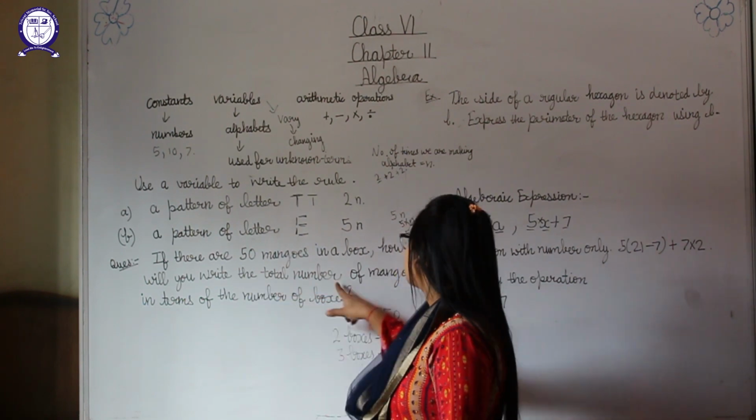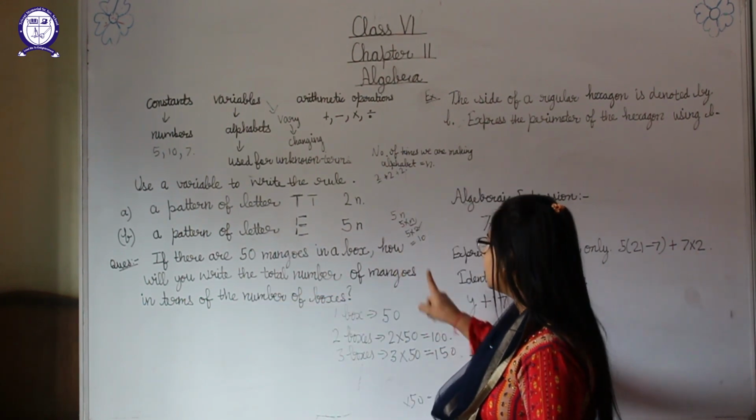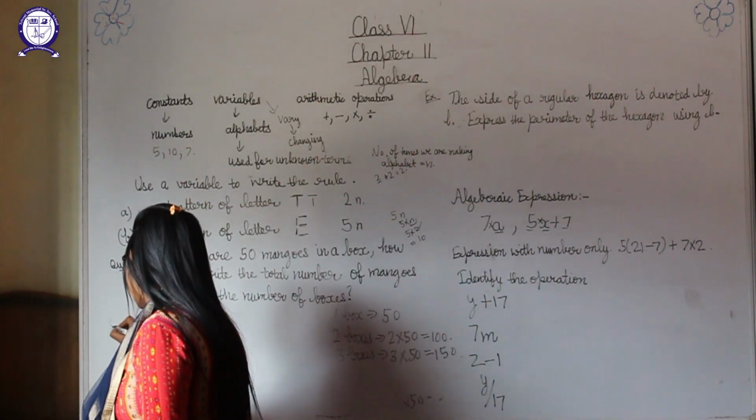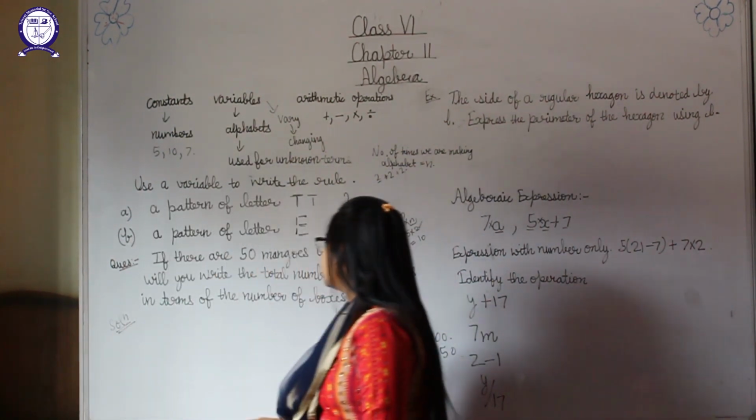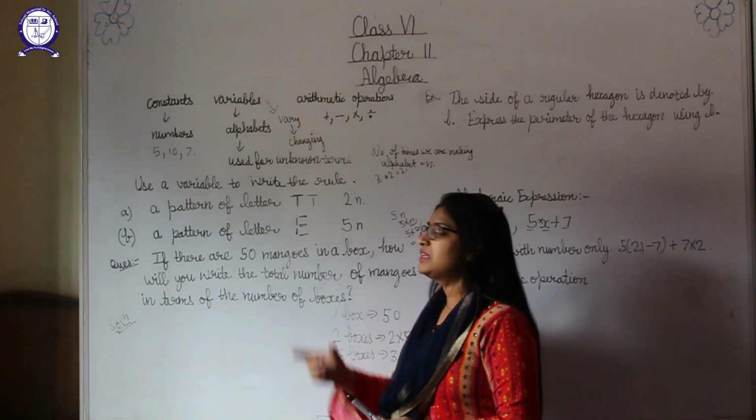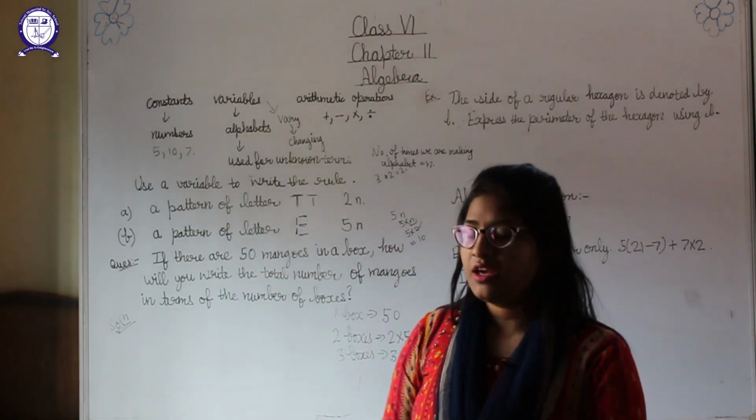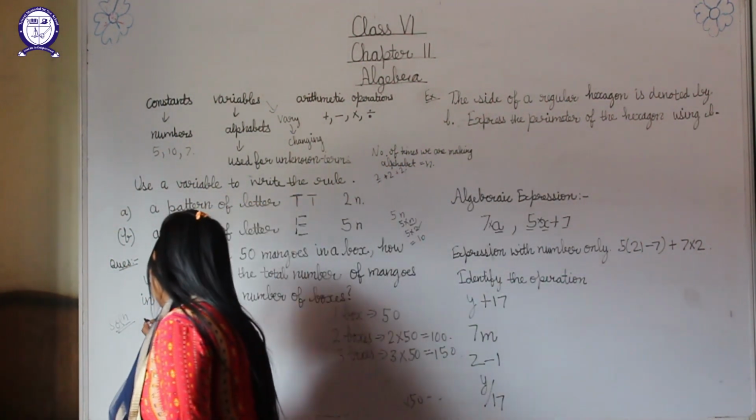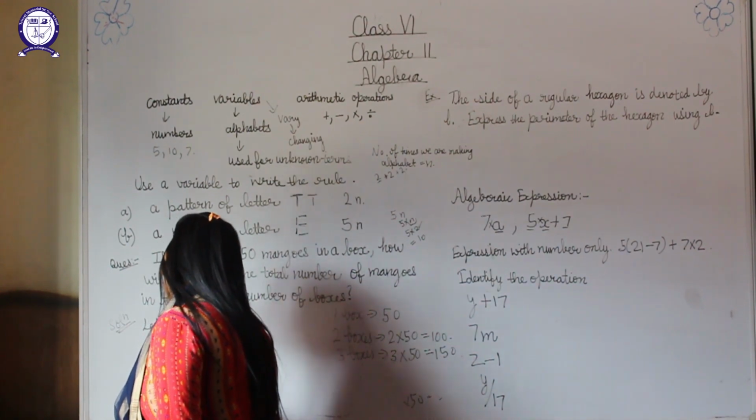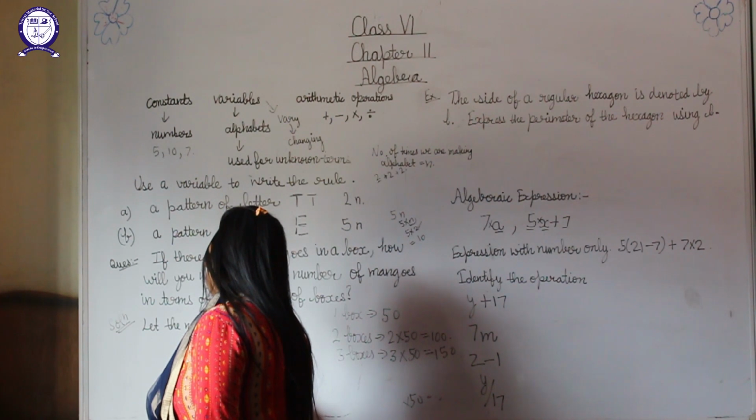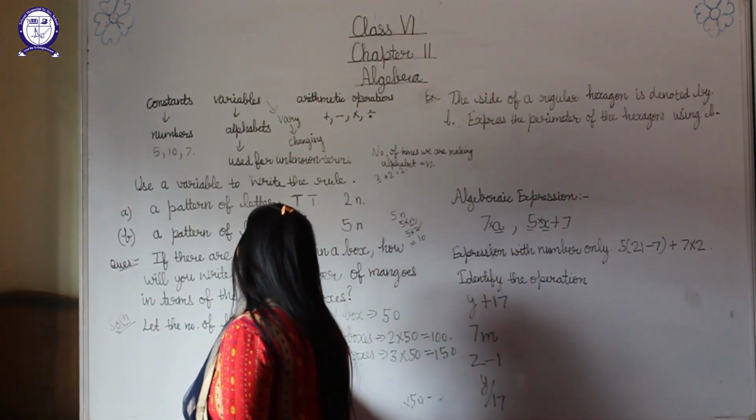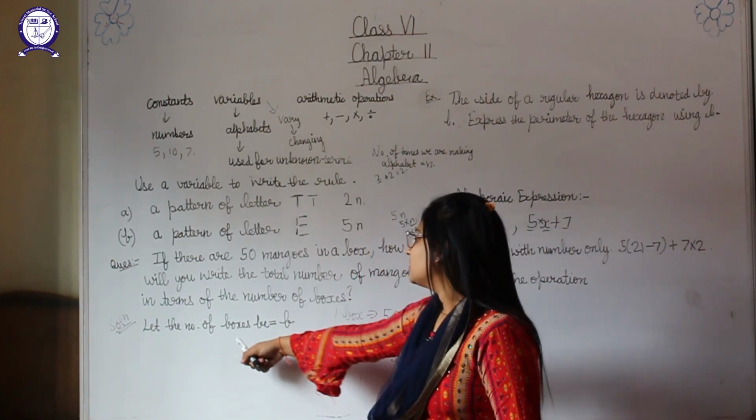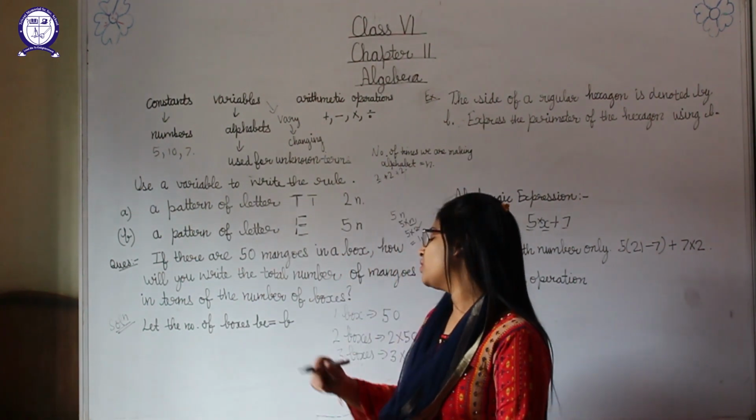So how will you write the total number of mangoes? Means how can we write this kind of thing in terms of the number of boxes? We will write our solution as: here students, what is given is that we have to tell about the total number of mangoes. We don't know the number of boxes. So what we will do here is let the number of boxes be B. Okay, we are taking the number of boxes as B.